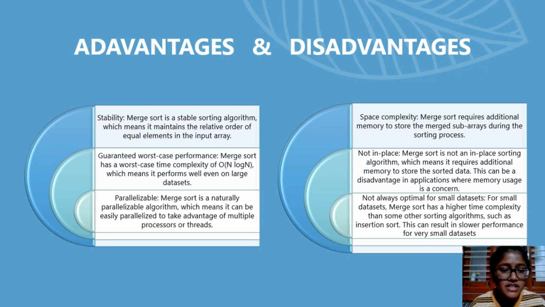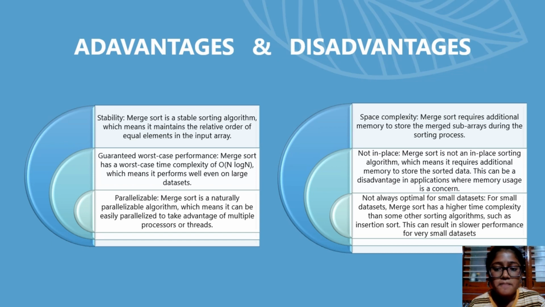Let's see some advantages and disadvantages of merge sort. Stability: merge sort is a stable sorting algorithm, which means it maintains the relative order of equal elements in the input array. Guaranteed worst case performance: merge sort has a time complexity of big O of n log n, which means it performs well even on larger data sets. Parallelizable: it can be easily parallelized to take advantage of multiple processors or threads.